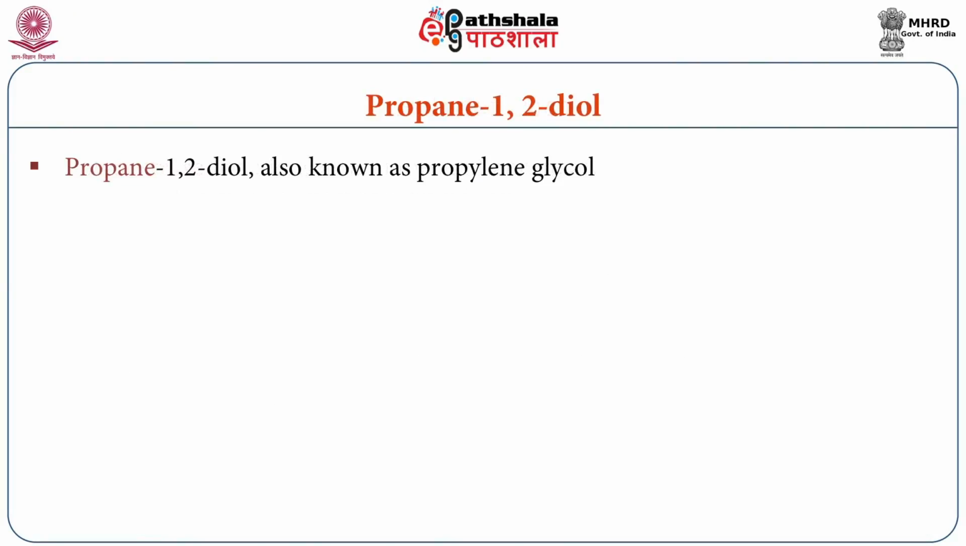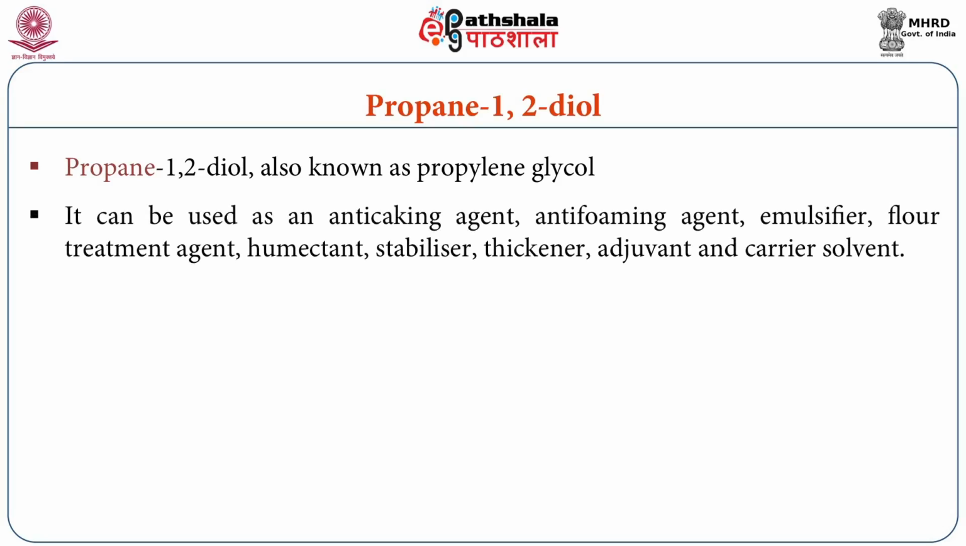The next is propane 1,2-diol. Propane 1,2-diol is also known as propylene glycol, and it is very useful as an anti-caking agent, anti-foaming agent, emulsifier, flour treatment agent, humectant, stabilizer, thickener, carrier solvent, etc.